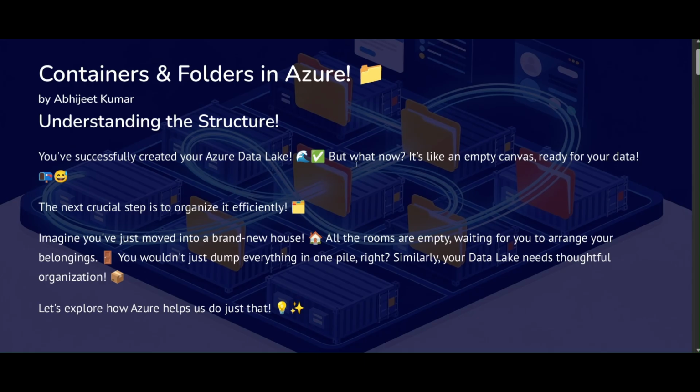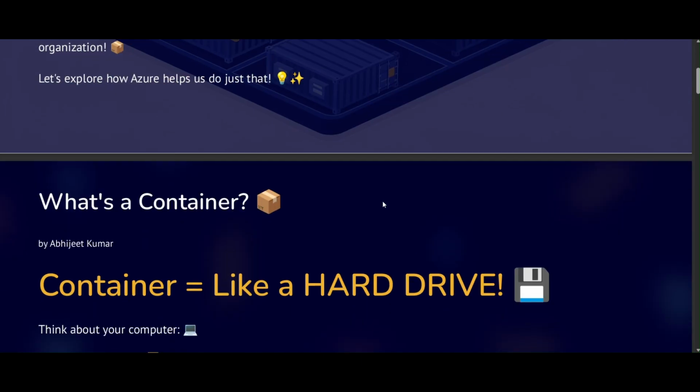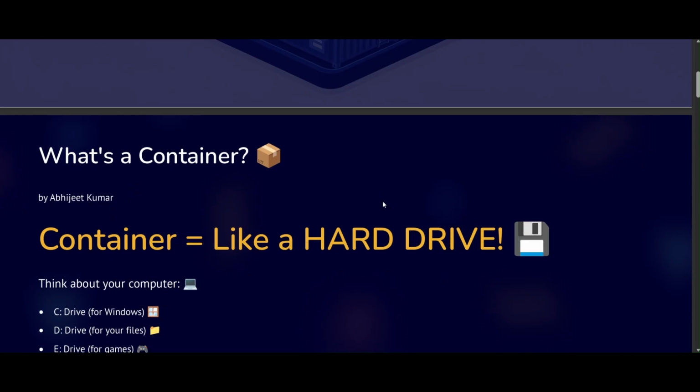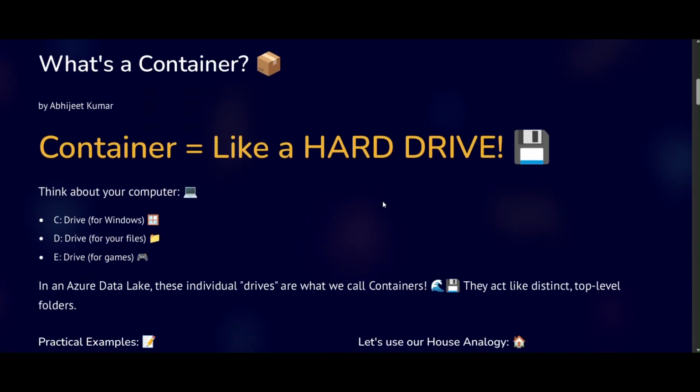Now imagine this. You keep clothes in kitchen, books in bathroom, documents on bed. Can you find anything later? No. That's why a structure is important. In data engineering, bad structure is equal to slow analytics. Good structure means fast analytics. Containers and folders give that structure.